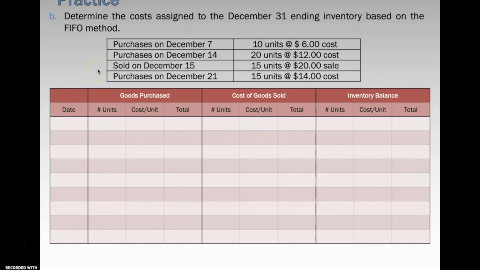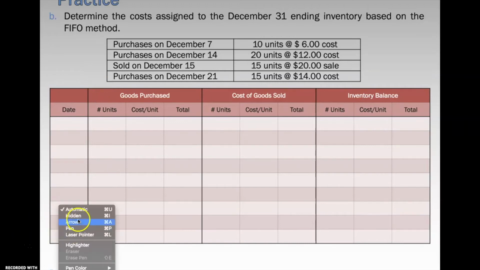We have the same company, the same purchases, the same sales, everything's the same, except for instead of using the specific identification method, we're using FIFO. So we're going to assume that the first things we bought, like from the 7th or 14th, that's what we sold first. And the stuff at the end, like the 21st, those are the things that we still end up having in our inventory.